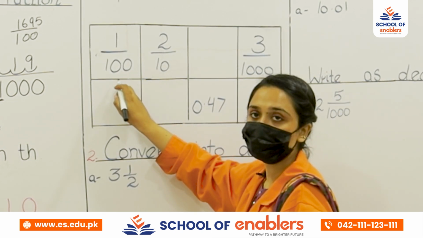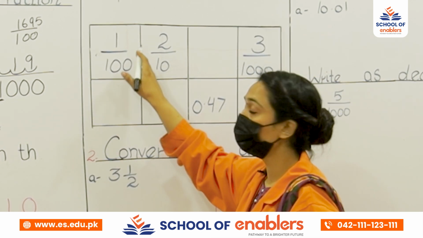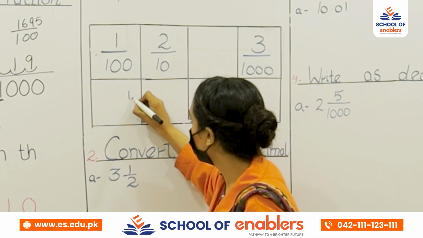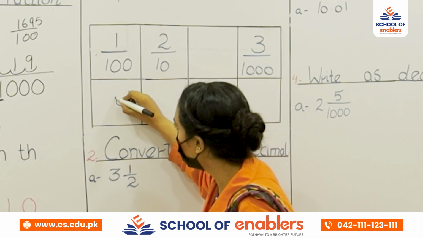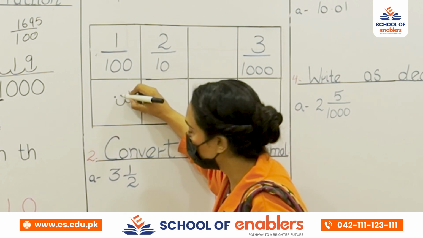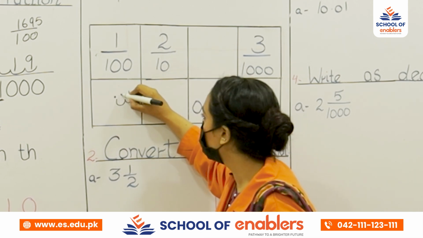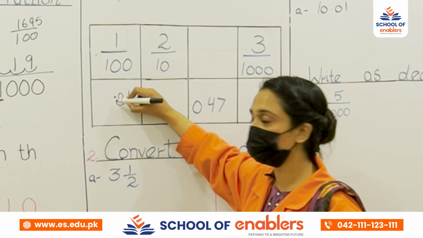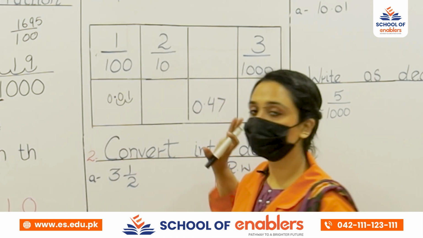So how many zeros do we have? 2 zeros. It means we have to take 2 jumps. How? So 1 jump, 2 jump and point. So where we have an empty space, we will put 0 there like this. Now on behalf of 1 we have already put the decimal, now we put 0. So we're good to do with our answer.